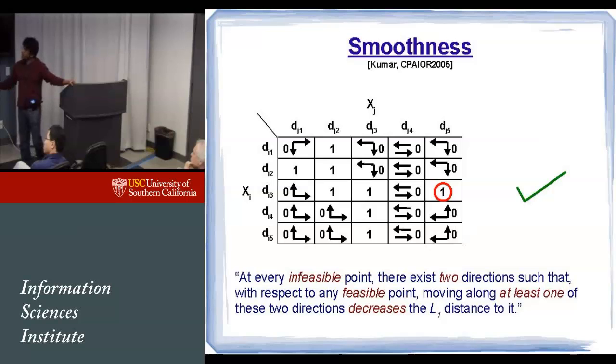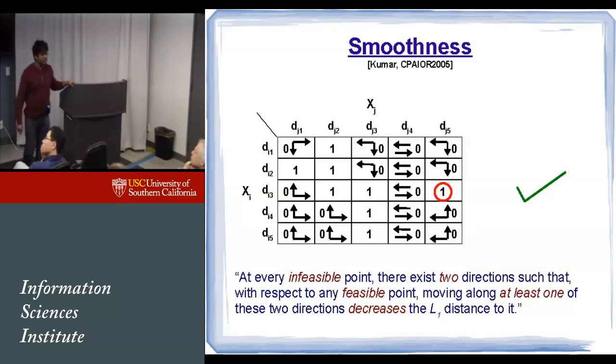And if you notice, this qualifies as a smooth constraint because the same two directions would have worked at every 0 even if you had kept any other one in mind. So let's look at this one. Even if you had kept this one in mind, the same two directions would have worked at every 0. Because this time, this direction is bringing me closer to you here, for example, at this 0, although the other one takes me away from you. So is this definition clear? At every infeasible point, there exist two directions such that moving along at least one of those two directions decreases the L1 distance to a feasible point no matter where it's placed in the feasible region.